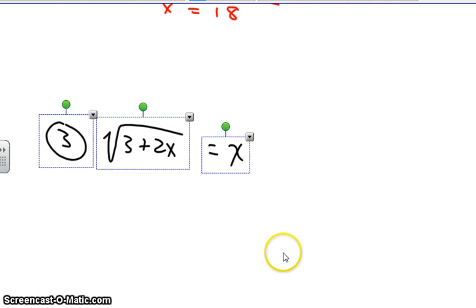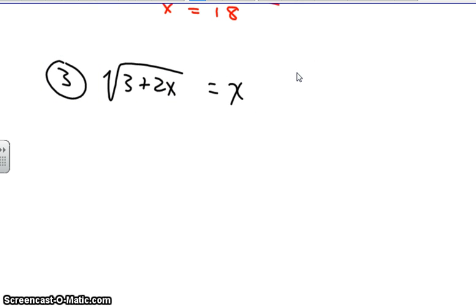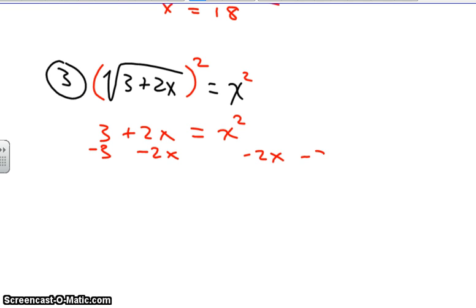Okay, and let's look at the last one, number 3. John, what do you have? And Matthew, what do you have? I have 3. Anyone else have that? X equals 3? Oh, good, a lot of people have that. Let's see. What's the first step, Matthew? You square both sides. So square and square. And we end up with 3 plus 2x equals x squared. And then he subtracts these terms from both sides to set the equation equal to 0. Good.